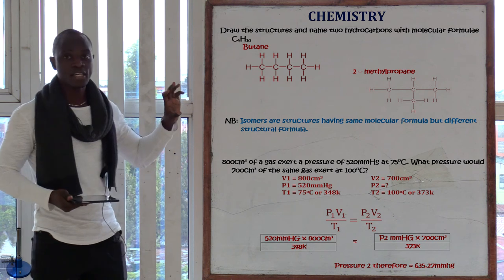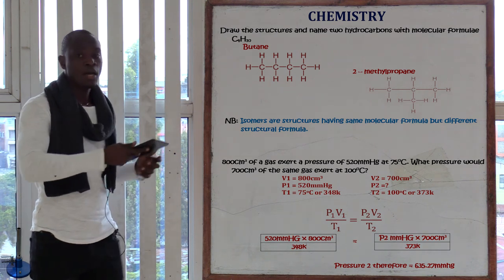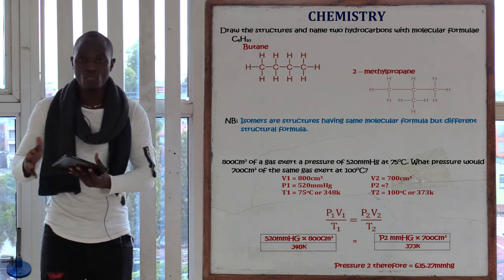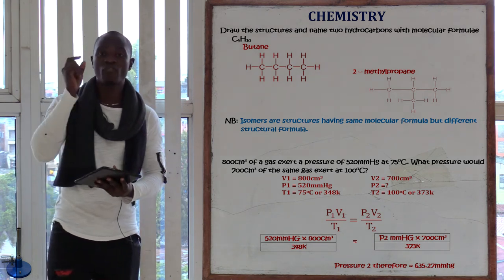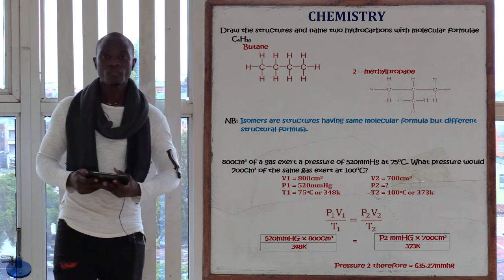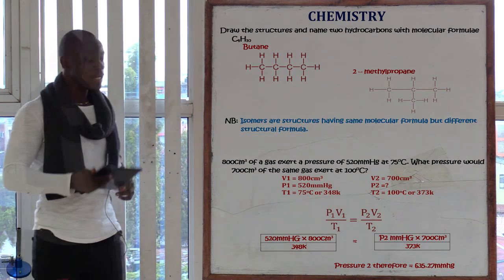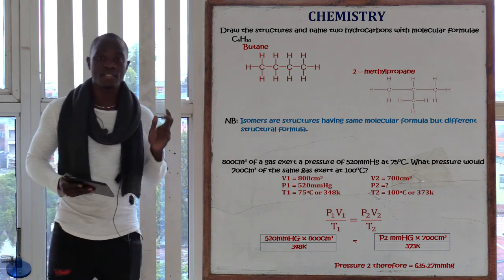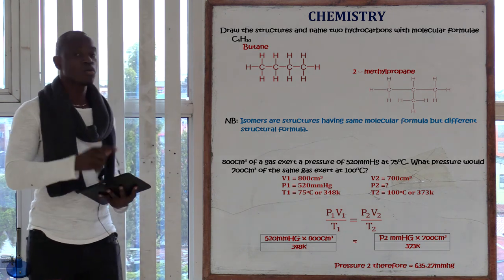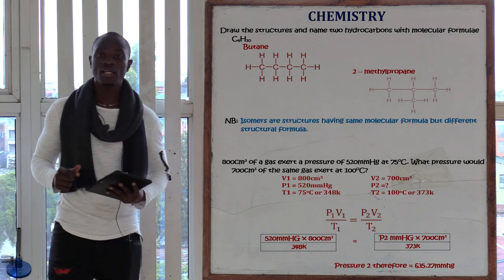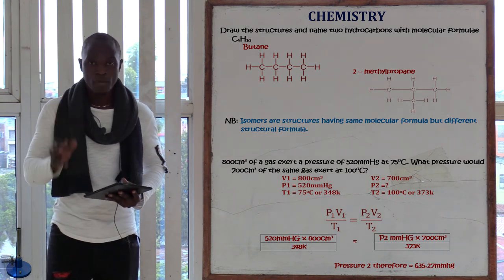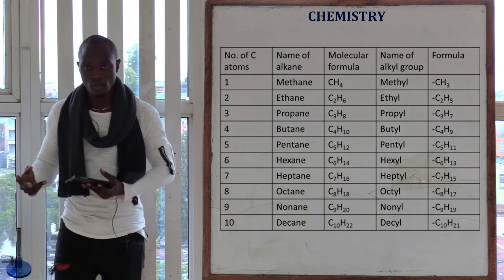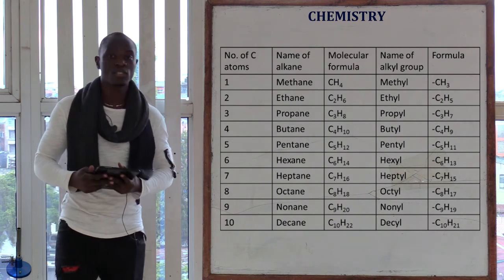So it should have the same molecular formula but different structural formula. We just alter how this structure looks, but we make sure that the molecular formula is the same: four carbons and 10 hydrogens. For example, the next isomer we have is 2-methylpropane, as you can see. The longest carbon chain is prop, which is propane. Propane means 3 carbon atoms.